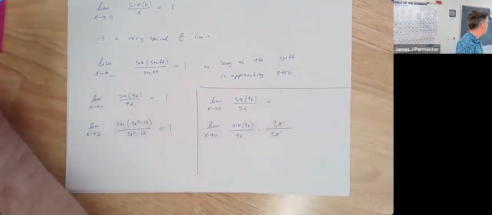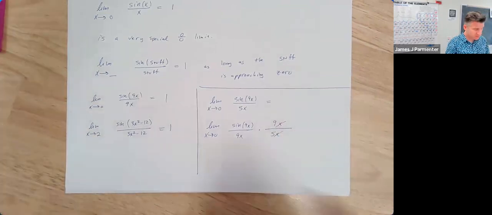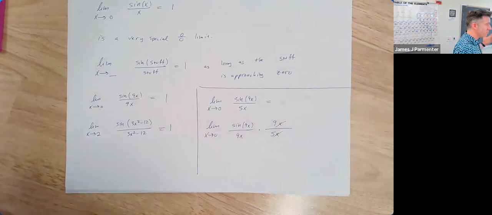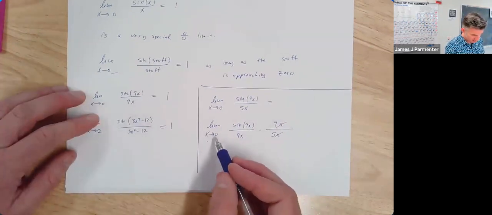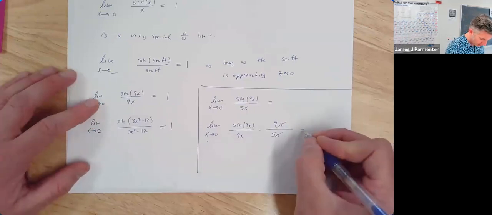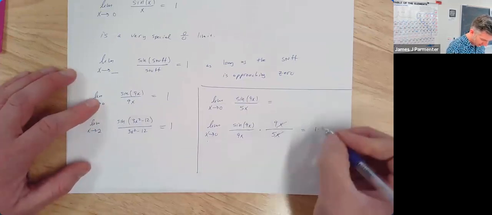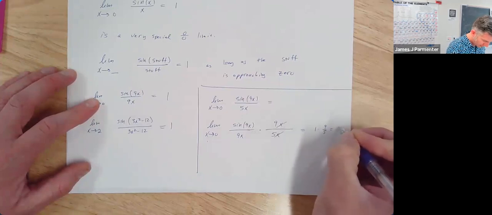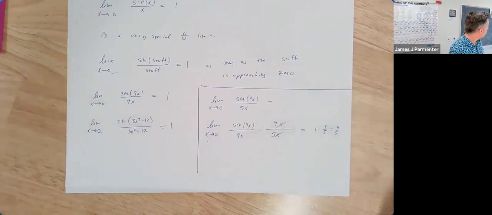Now, long way, short way here. If I was doing this the short way, I would just be like, boom, this is equal to 1 times 9/5, because the limit as x goes to 0 of sine 9x over 9x is going to be 1 times, and then 9 over 5 is just 9 over 5. Which is 9/5.